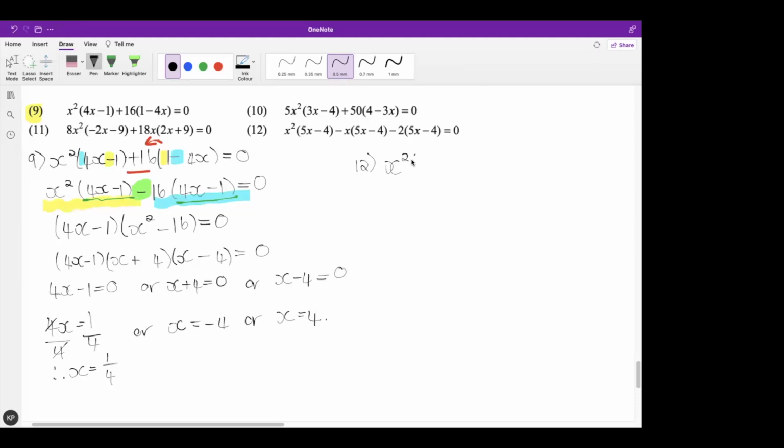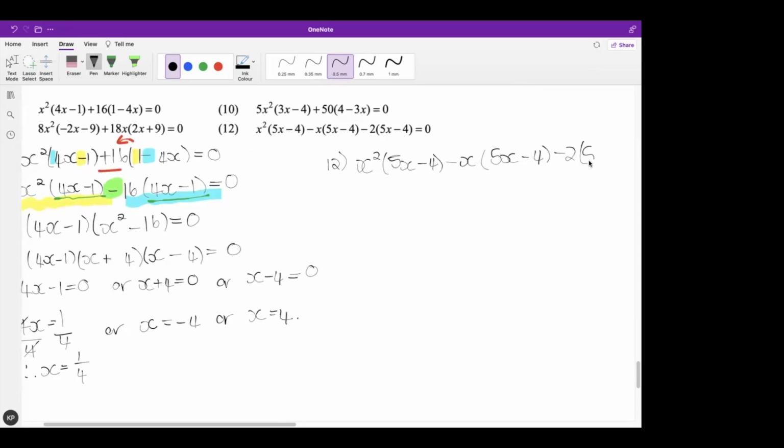What do you see in 12? Talk to me, guys. X squared times 5x minus 4. Nice. We have a common bracket. Minus x times 5x minus 4. Minus 2 times 5x minus 4. So what are we going to do with this common bracket?